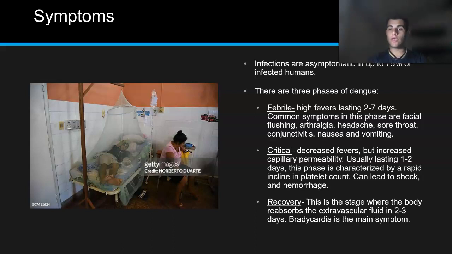Given proper medical care, and depending on the level of healthiness of the patient, they do move on into the recovery phase, which lasts 2 to 3 days, and the body is usually reabsorbing the extravascular fluid that was released during the critical phase. The main symptom here is bradycardia, while your body is overworking itself for the reabsorption of the extravascular fluid.